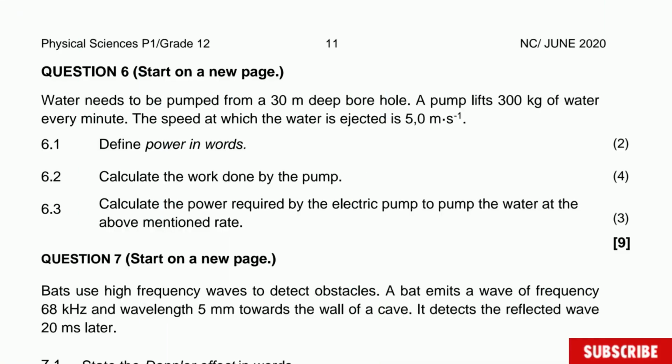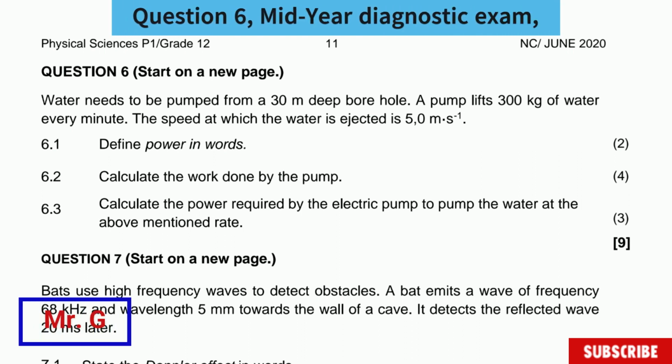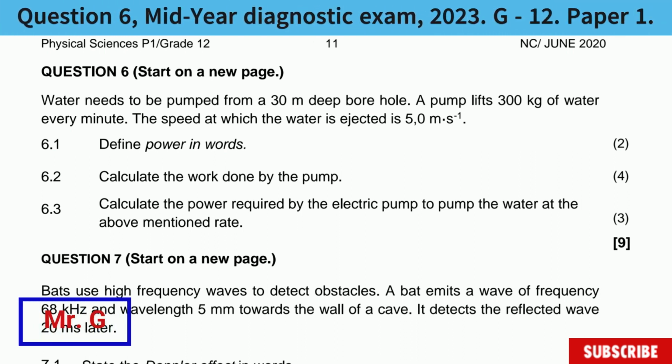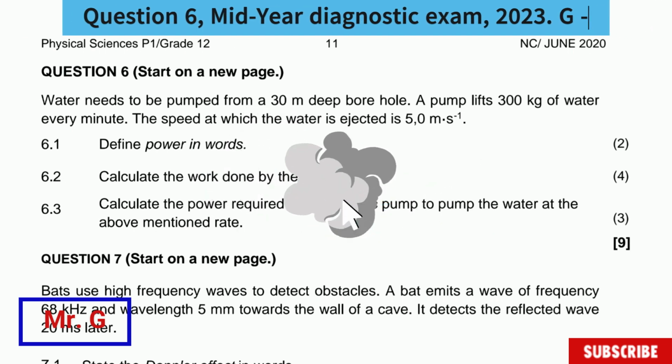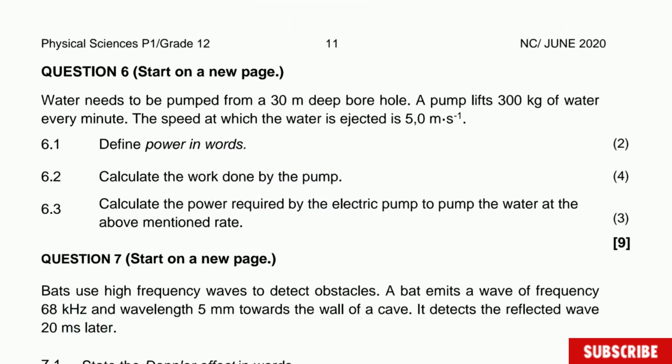This time we're going to be doing a question on power, which is question 6 from the mid-year diagnostic exam developed by Professor Rodriguez in 2023. This question says water needs to be pumped from a 30 meters depth borehole. A pump lifts 300 kilograms of water every minute. The speed at which the water is ejected is 5,0 meters per second. Define power in words.